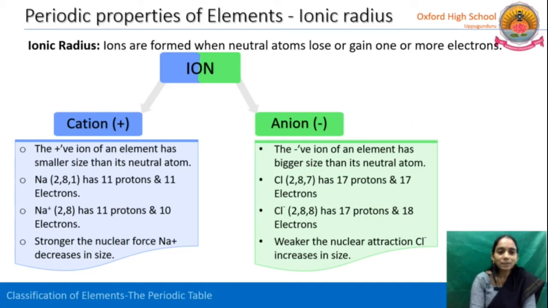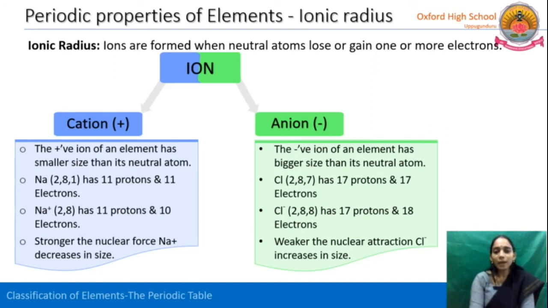That is the statement here: the positive ion of an element has smaller size. So the Na plus ion is smaller than Na. And which one has the stronger nuclear force of attraction? The nucleus of sodium consists of 11 protons. After donating 1 electron, the nuclear force of attraction increases and pulls the outermost shell towards the nucleus. So the Na plus ion shrinks, that means it decreases in size.